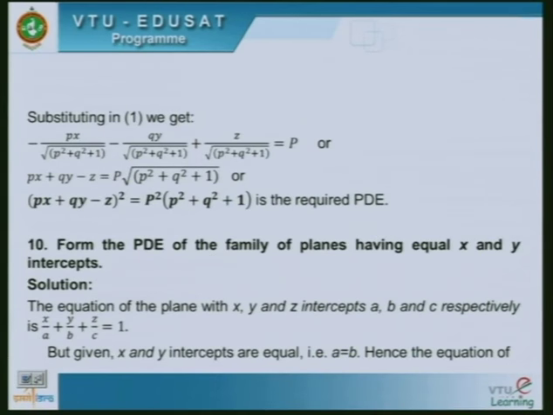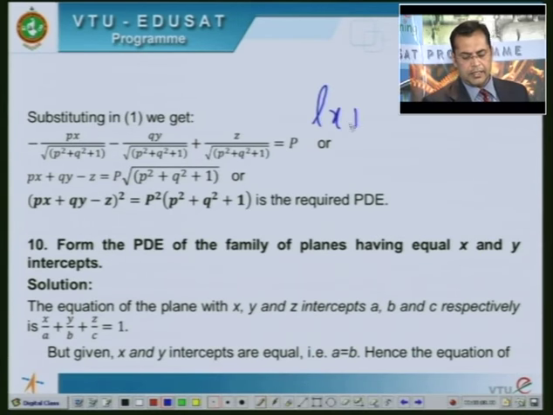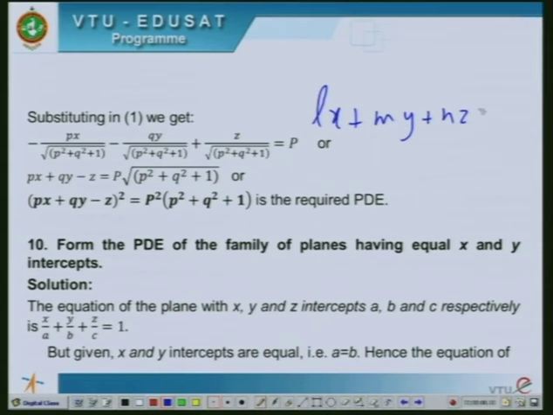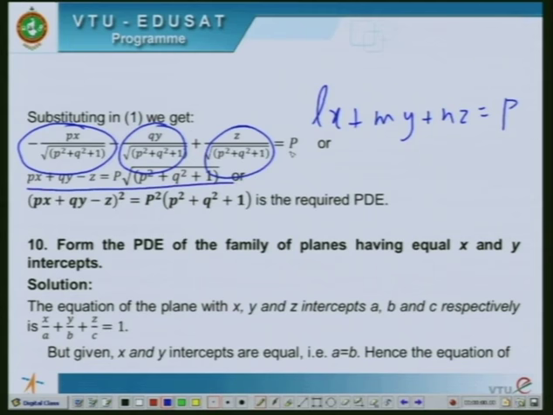Substitute in the equation of the plane lx plus my plus nz equal to capital P. So, this is l, this is m, l into x, m into y, you have the y here, plus n is known, 1 by root of p square plus q square plus 1, into z equal to capital P, or px plus qy minus z equals capital P root of p square plus q square plus 1, or px plus qy minus z whole square equal to capital P square into p square plus q square plus 1.